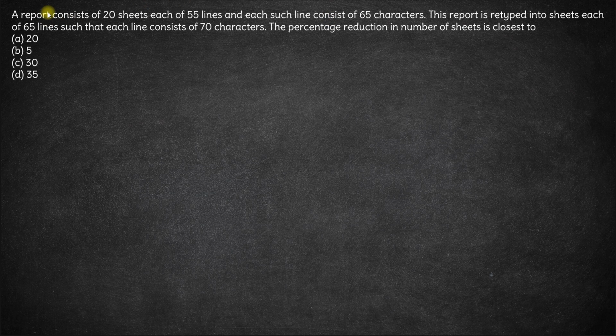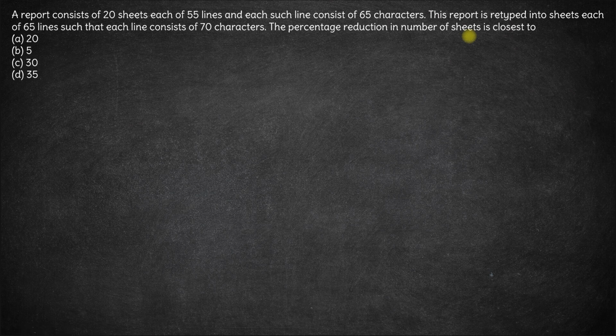Hi, here we have a report consisting of 20 sheets, each of 55 lines, and each such line consists of 65 characters. This report is retyped into sheets, each of 65 lines, such that each line consists of 70 characters. The percentage reduction in number of sheets is closest to what?